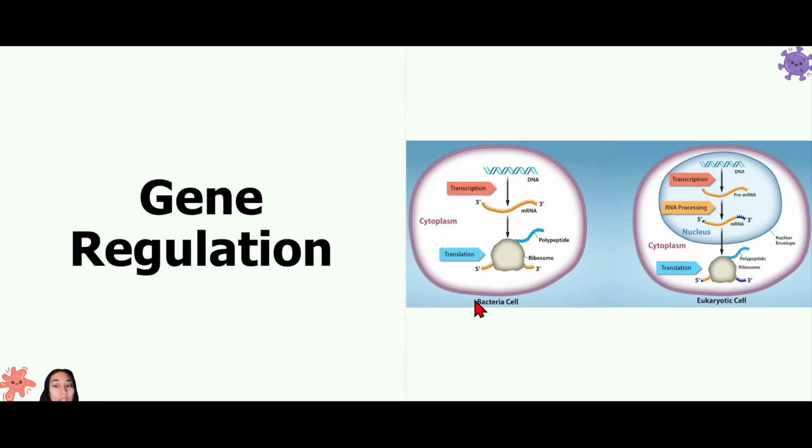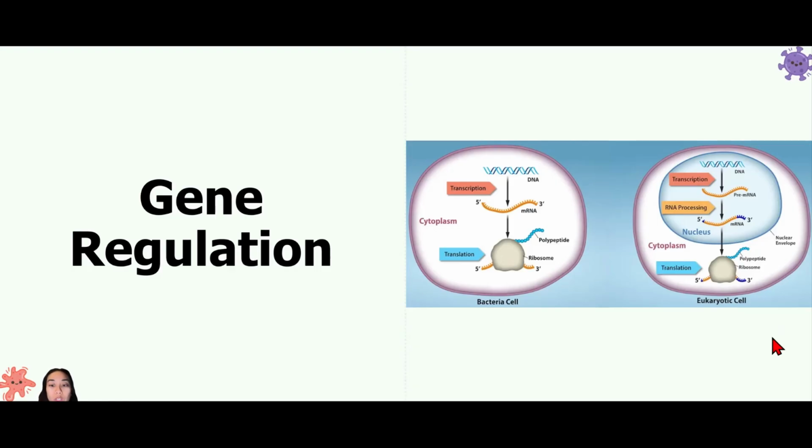And both bacteria and eukaryotic cells control their gene regulation. So again, they're controlling how much of a specific protein is being made. And obviously, this is going to be based on their needs. So in a specific situation, a bacteria might need a protein, but in other situations, it might not. And so there are ways to turn these genes on and off so that you can have more or less of a particular protein.